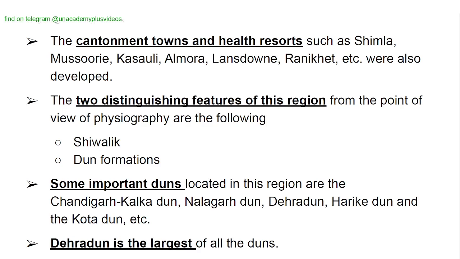The cantonment towns and the health resorts such as Shimla, Mussoorie, Kasauli, Almora, Lansdowne, Ranikhet, etc. were also developed. The two distinguishing features of this region from the point of view of the physiography are the following: Shivalik and dune formation. Some important dunes located in this region are the Chandigarh Kalka Dune, Nalagarh Dune, Dehradun, Harike Dune, and Kota Dune, etc. Dehradun is the largest of all the dunes.